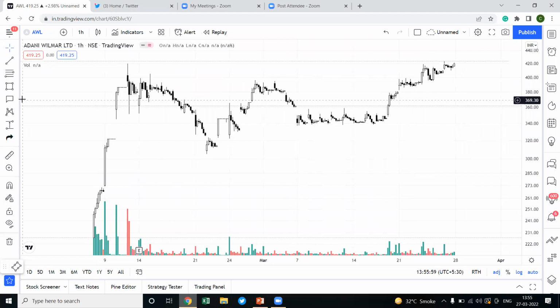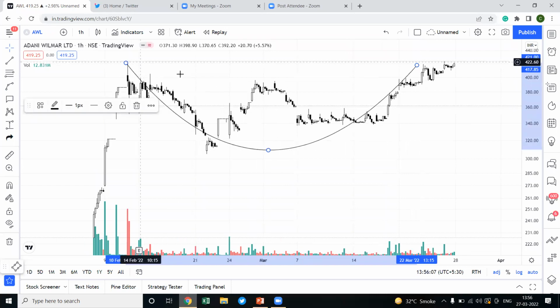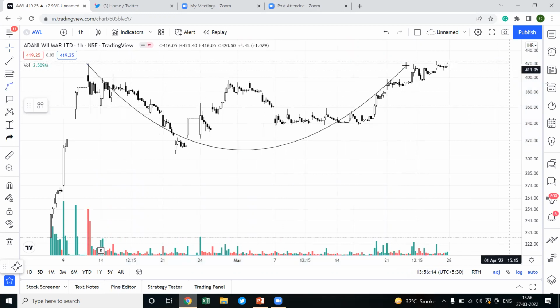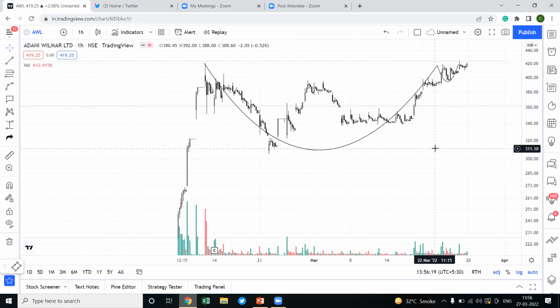But this particular stock, AWL, is looking very good. It is hovering near this particular mark, the IPO high. The 425 or 430 level is the IPO high, and you can see a series of VCP kind of formation as well. And as we know, the Adani stocks usually move in a very good manner, and there is good momentum in this particular stock as well.